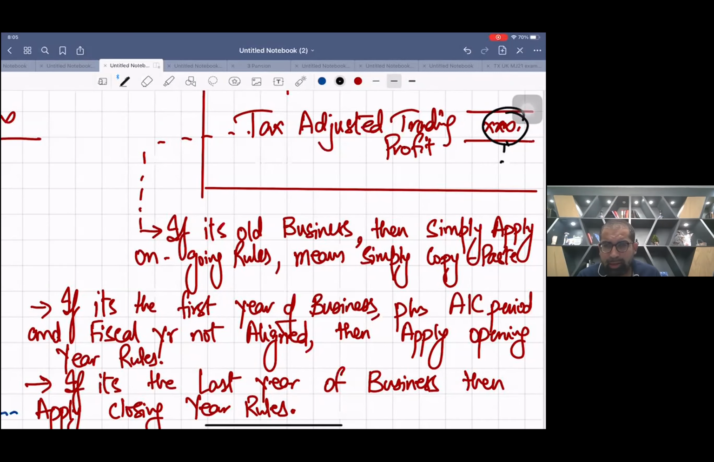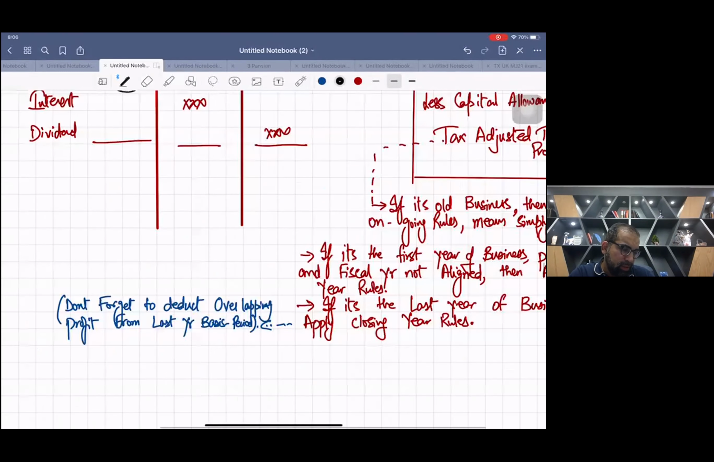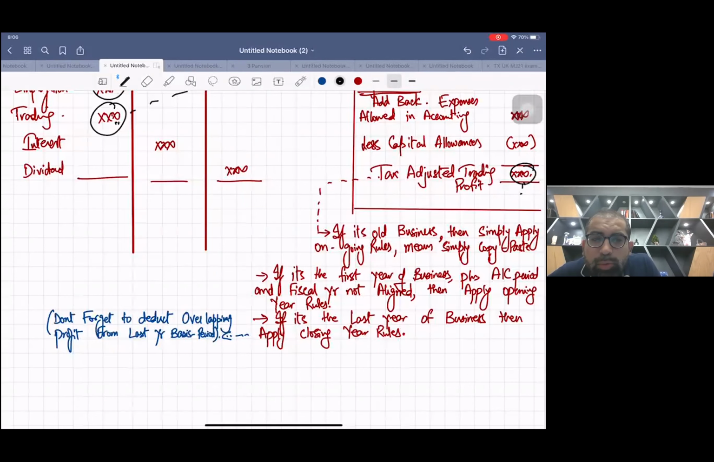Then you have to apply opening year rules of basis period. Finally, if this is the last year of business, then you need to apply closing year rules. Now read this. If it is the last year of business, don't forget to deduct overlapping profit from the last year's basis period, because this is the last chance you have.